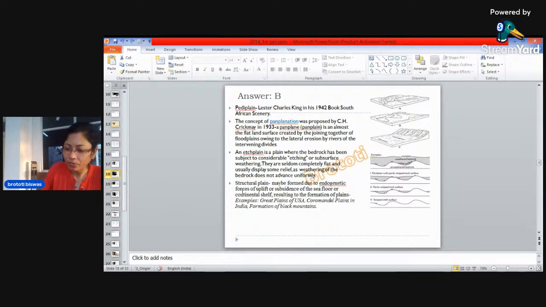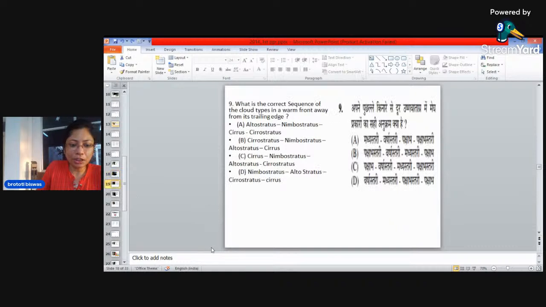So I hope the various planes are clear to you, the peneplain or the panplanation or the H plane or the structural plane. If there is any problem, you can type it down, or else I would move to the next slide.